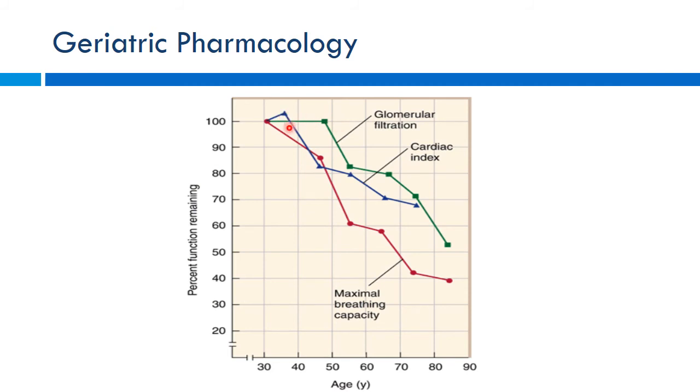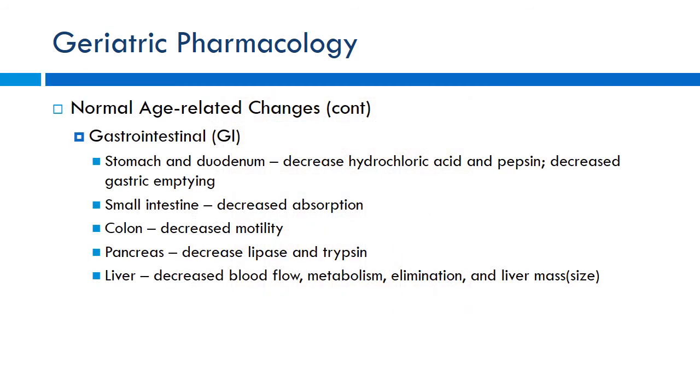Here's a graph showing this, and I'm sorry for anyone who's already 30 in the room, me included, but we're already starting to decline, as you can see here. GFR, cardiac index, maximum breathing capacity, all of this is going to decline pretty steadily toward the end of life. It's just naturally going to happen. We're all going to die someday. Unless we can figure out brain-in-a-jar technology, which would be ideal, but we're not quite there yet.